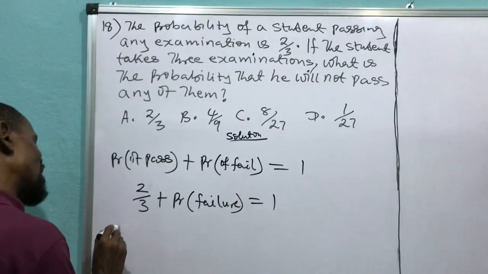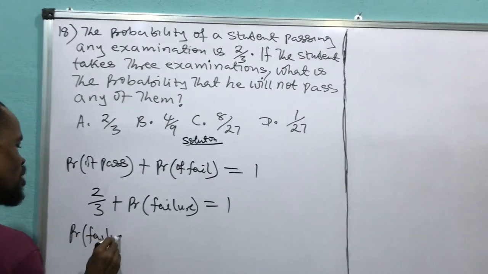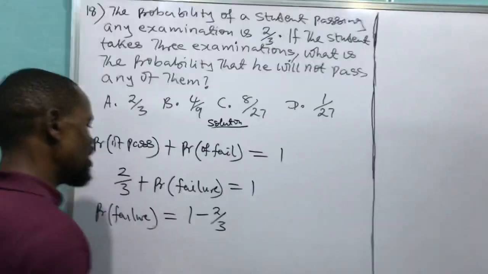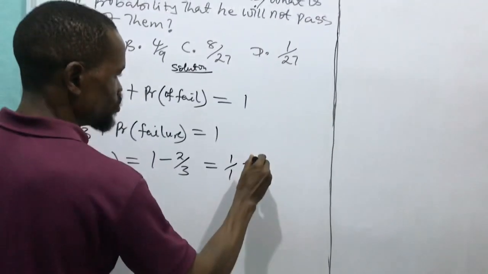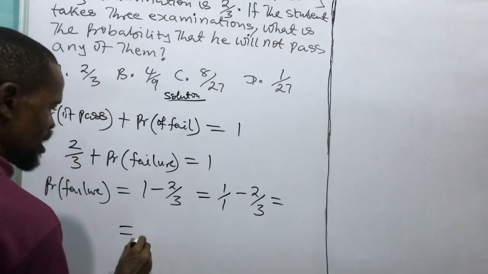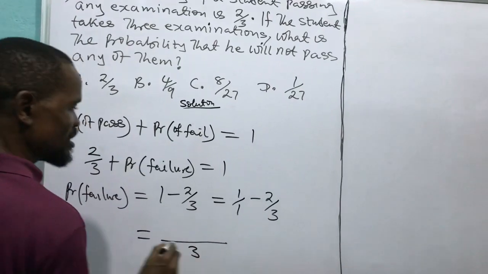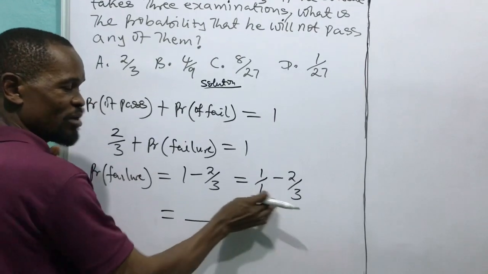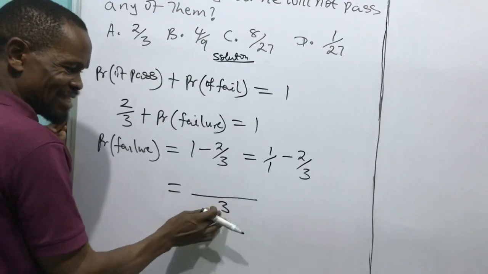I can now say that for him to fail the exam, the probability of failure is equal to 1 minus 2 over 3. This is the same thing as 1 over 1 minus 2 over 3. Then taking the LCM of 3 and 1, the common denominator of 3 and 1 is 3.